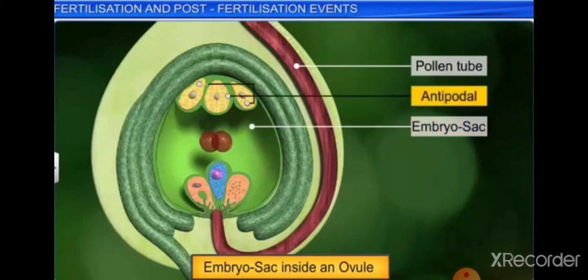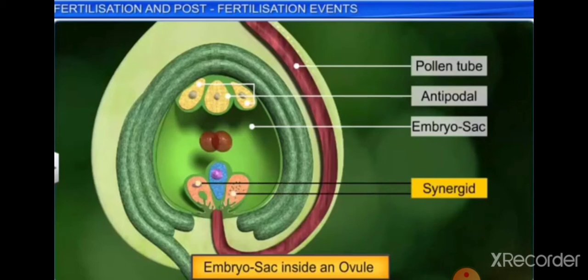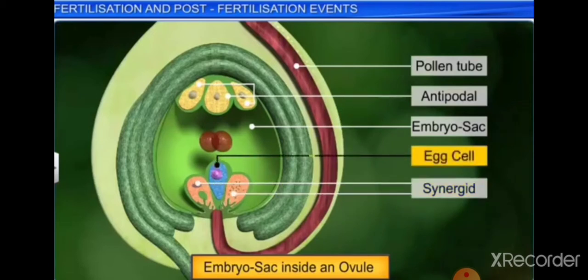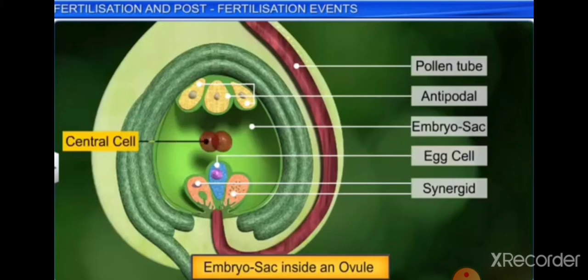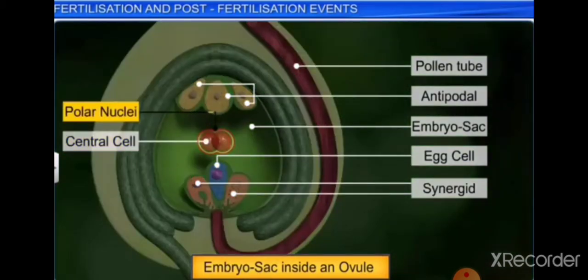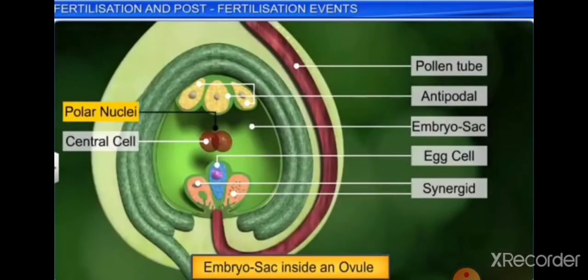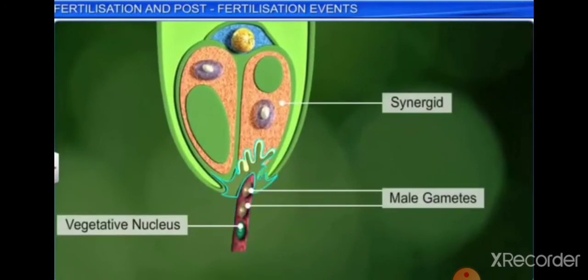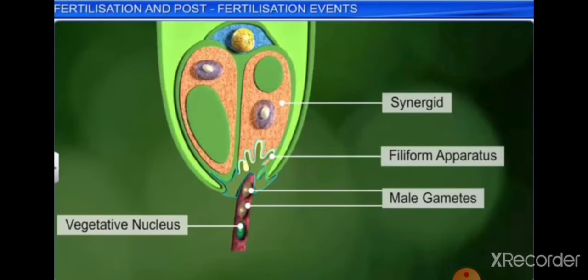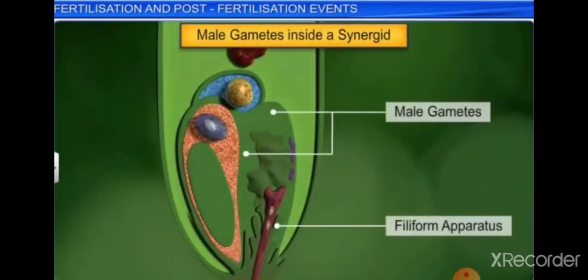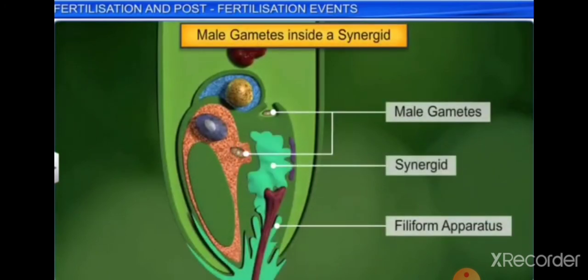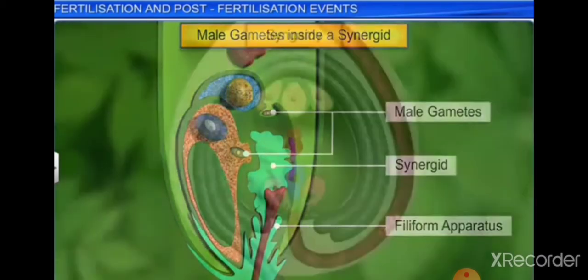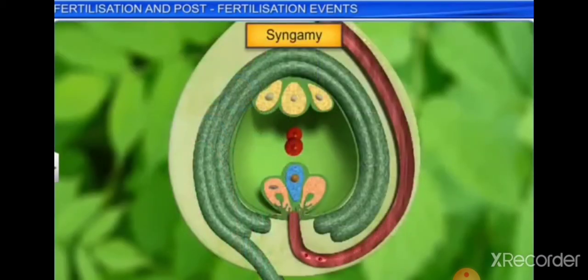See the embryo sac, the female gametophyte, containing the two synergids, the egg cell, and a central cell with the two polar nuclei. Now the pollen tube enters one of the synergids through the filiform apparatus, during which it ruptures and releases the male gametes. The male gametes enter the synergids with the cytoplasm. That's how it is entering. See the two male gametes.